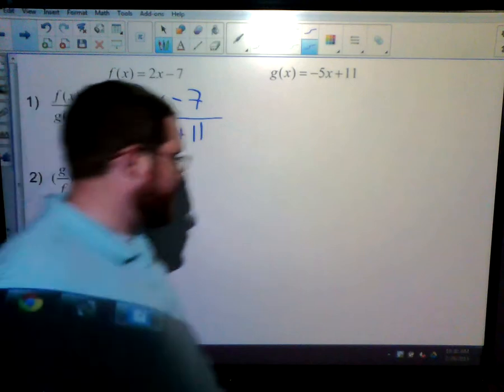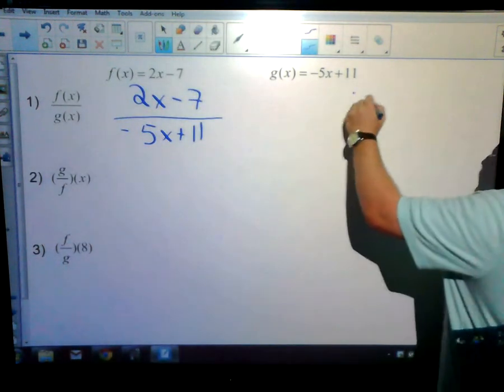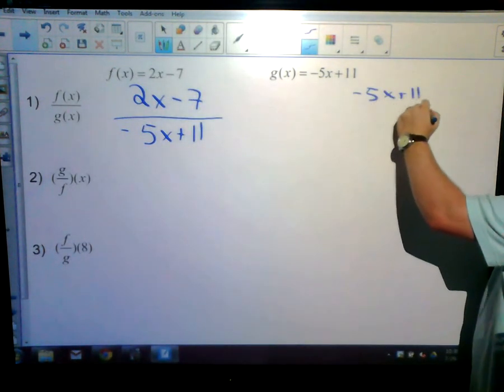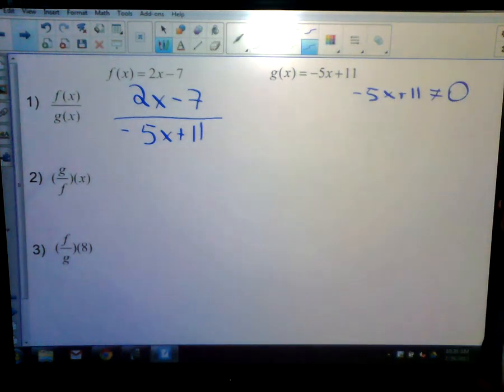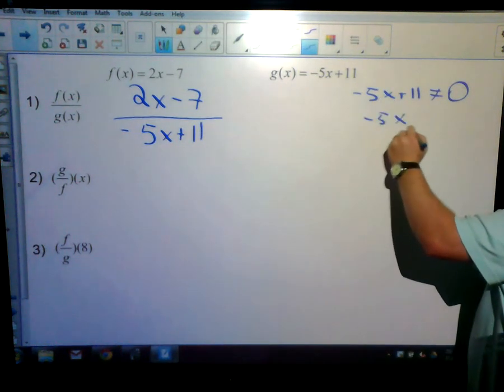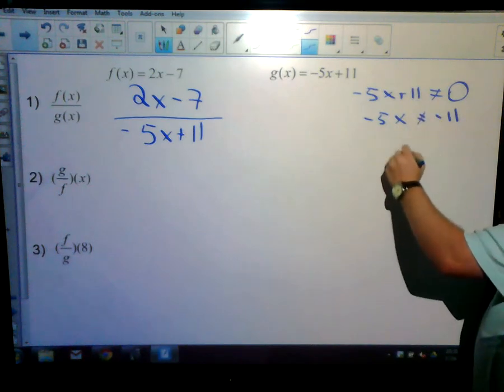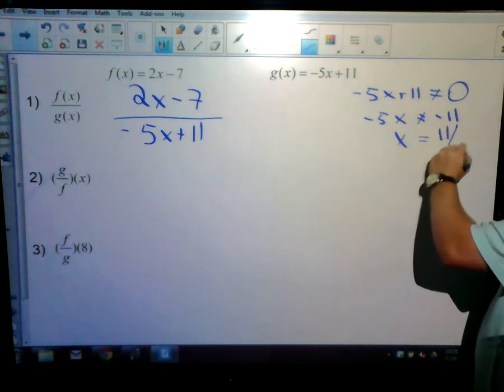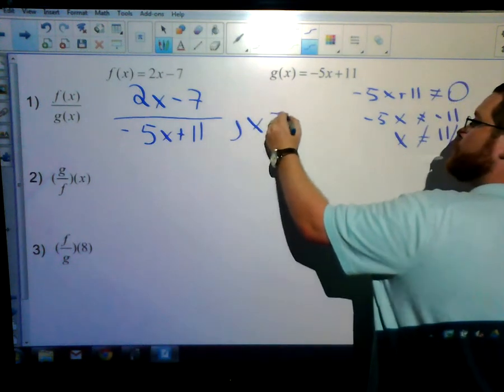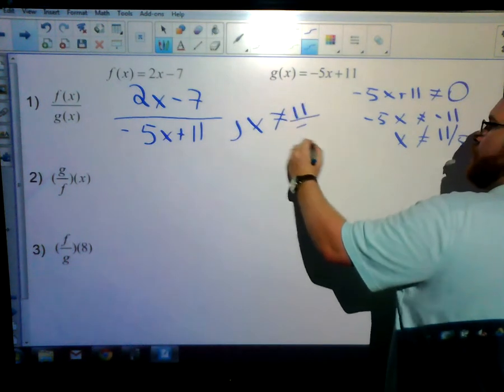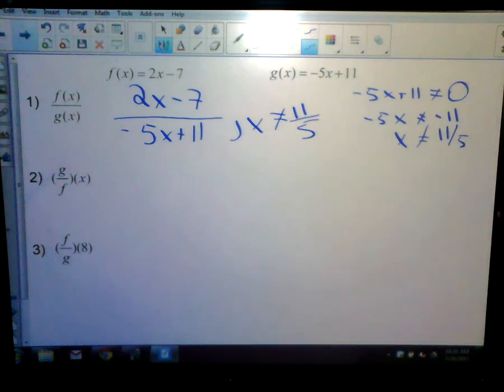But I'm going to come off to the side here and do a little bit of work. The bottom cannot equal 0. You can't divide by 0. So let's solve this little problem out. Negative 5x can't equal negative 11. X cannot equal 11 fifths. So that's my restriction. For division problems, you have to include a restriction. The bottom can't equal 0.